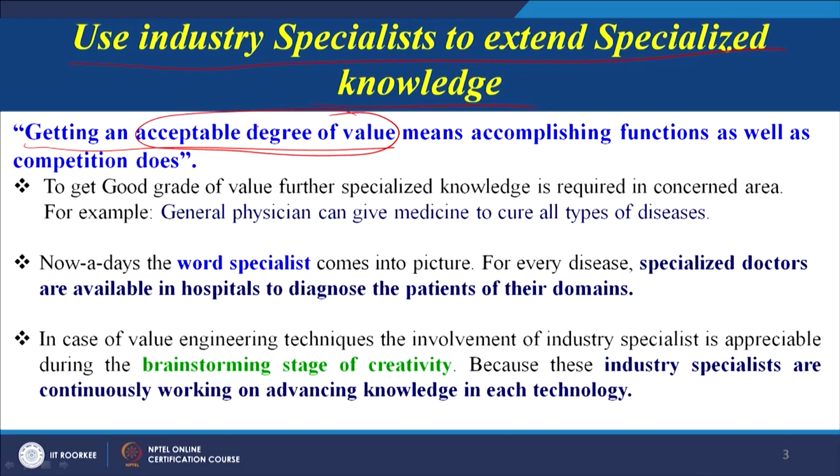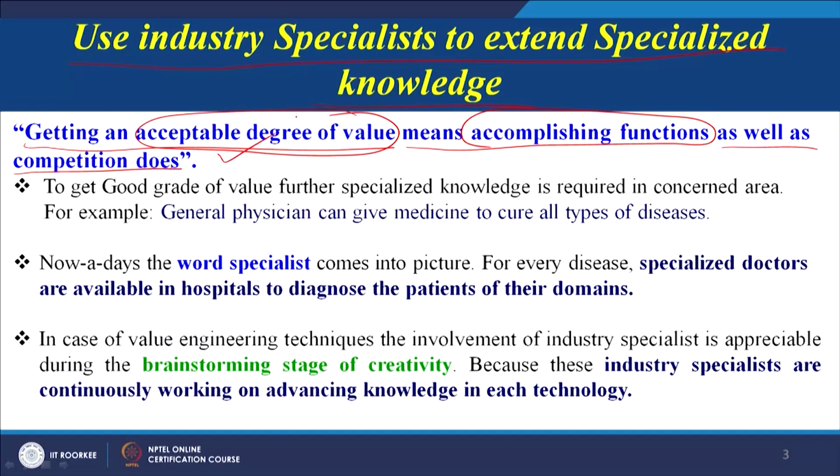So, we can say that getting an acceptable degree of value that we want to include in our product means accomplishing functions. Our product must accomplish the function as well as the competition does. So, we have to see who our competitors are in the market, what products they are offering, what functions they are providing to the customer, and what cost they are charging. That is basically our target. So, we have to get an acceptable degree of value.